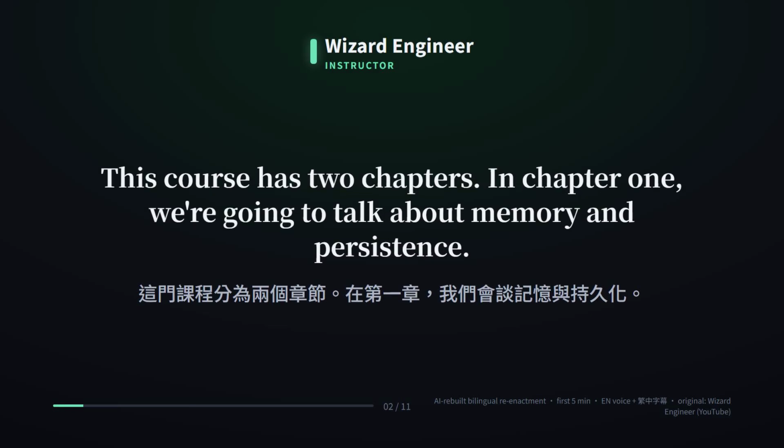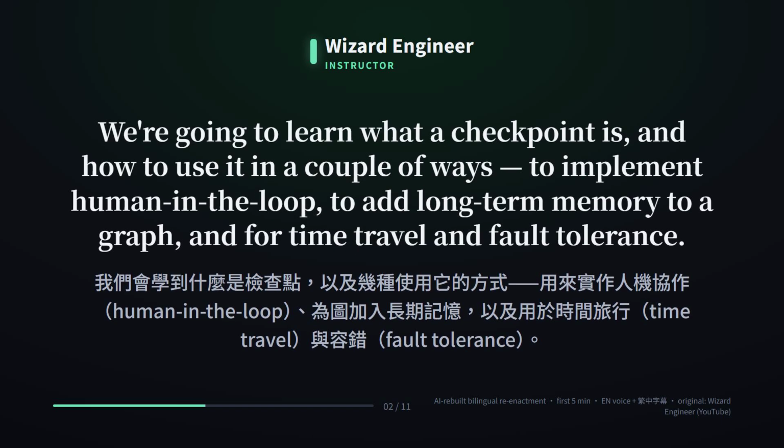This course has 2 chapters. In Chapter 1, we're going to talk about memory and persistence. We're going to learn what a checkpoint is, and how to use it in a couple of ways to implement human in the loop, to add long-term memory to a graph, and for time travel and fault tolerance.